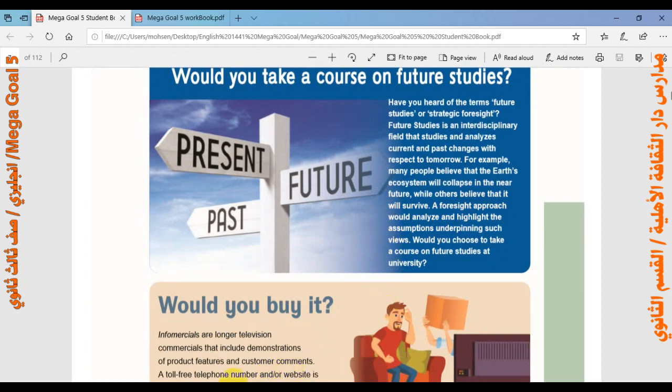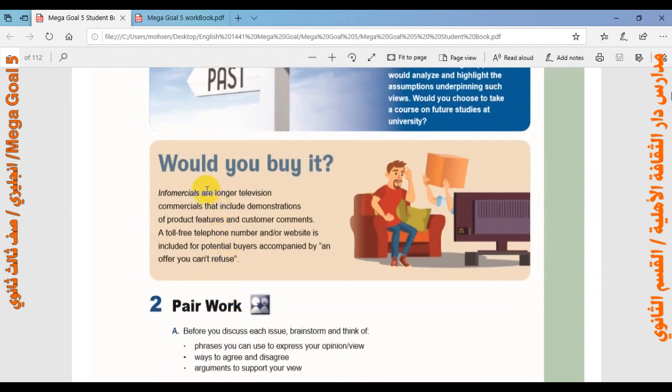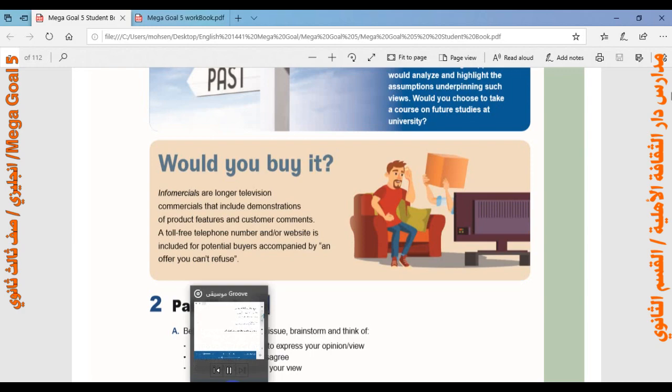Would you buy it? Infomercials are longer television commercials that include demonstrations of product features and customer comments. A toll-free telephone number and/or website is included for potential buyers, accompanied by an offer you can't refuse.